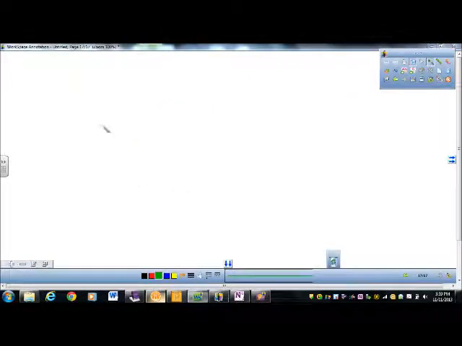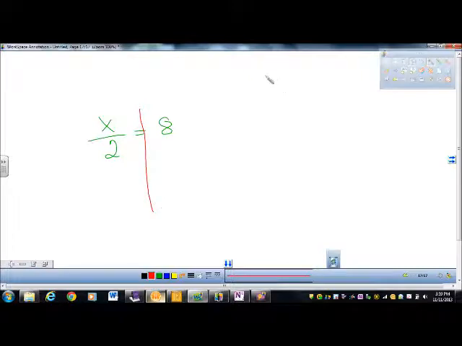And let's do one more. We have x divided by 2 equals 8. So first we're going to draw our train tracks. And again, we need to isolate the variable. That means we get him all by himself. Isolate the variable.